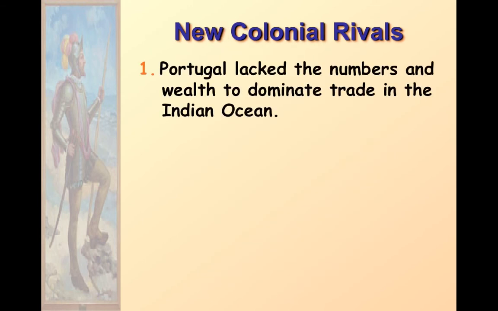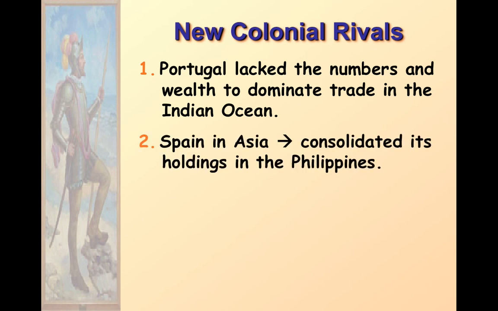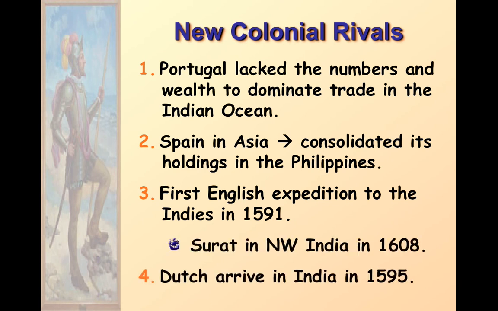Colonial rivals: you have Portugal, which ends up lacking the numbers to dominate trade within the Indian Ocean. They never gain as powerful a hold as Spain does, and later on, India. Spain consolidates holdings all the way into the Philippines. The first English expedition, as I mentioned, they're kind of late. Remember Columbus sails the ocean blue in 1492. Well over 100 years later, the English began their expeditions into the Indies in about 1591. So they're kind of a latecomer.